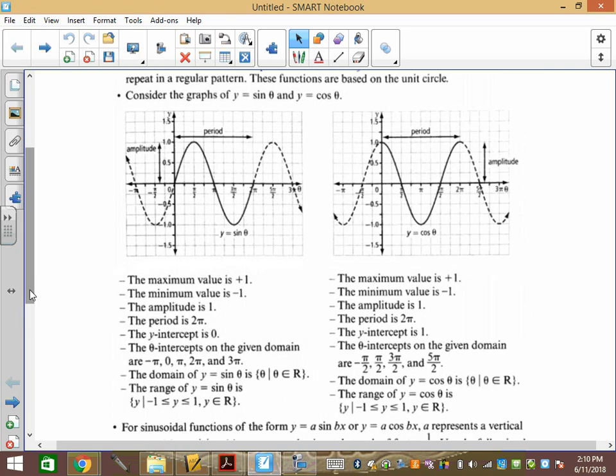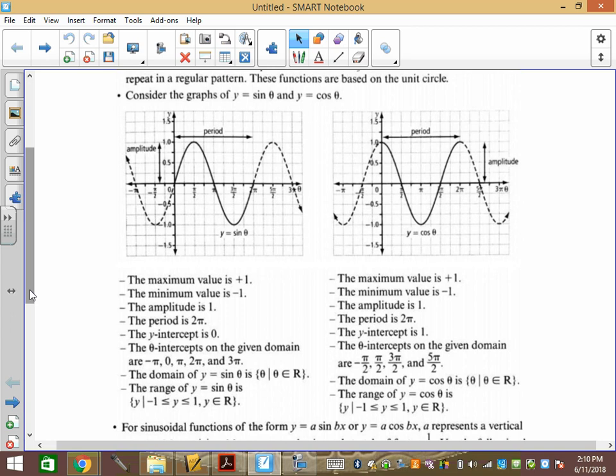These are the basic sine and cos graphs. The maximum value is +1, the minimum value is -1, and the amplitude is 1 because amplitude is half the distance from the min to the max. The period of this graph is how long it takes to repeat itself, which is 2 pi for both of them. The y-intercept is at 0 on sine, and the y-intercept is at 1 on cos.